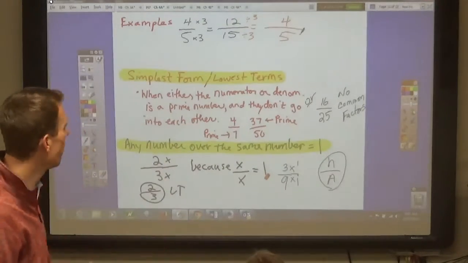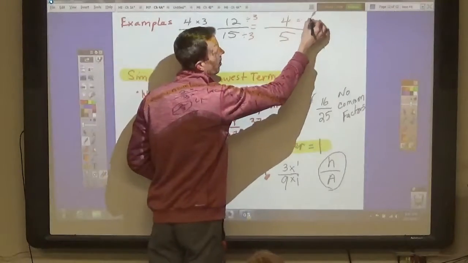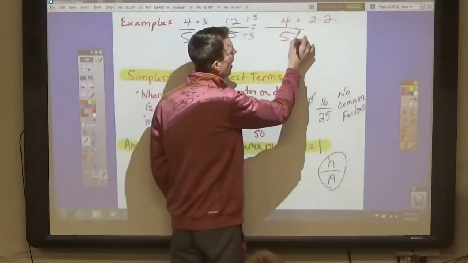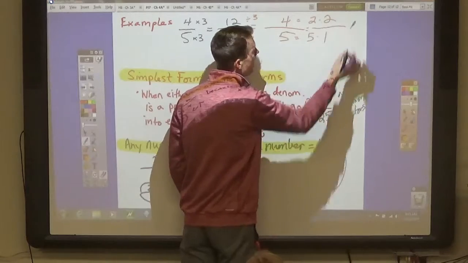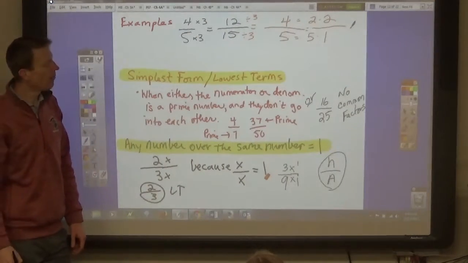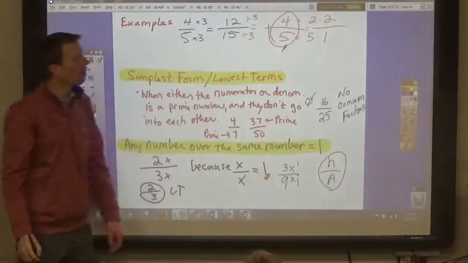Exactly, 4 can't go into 5, and 4 is made with 2 times 2, right? And 5 is made with 5 times 1. Do they have any common factors? No, they don't have any common factors. And so this we know is in simplest form.